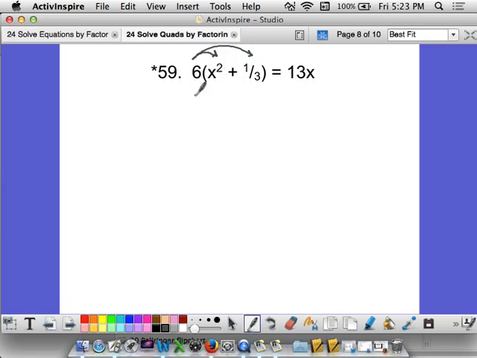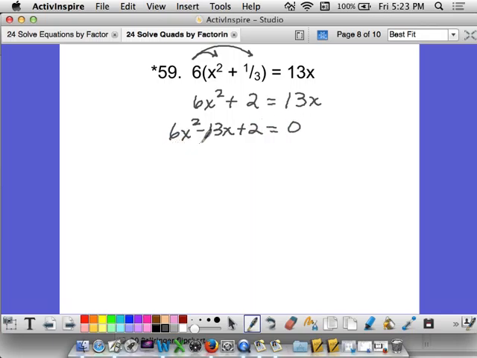6 times x squared is 6x squared. 6 times 1/3, 3 will go into 6 2 times. 2 times 1 is 2, equals 13x. Then we want to put this in decreasing power and set it equal to 0. So I'm going to bring this 13x over. It's going to change signs. Positive on the right means negative on the left. Plus 2 equals 0.